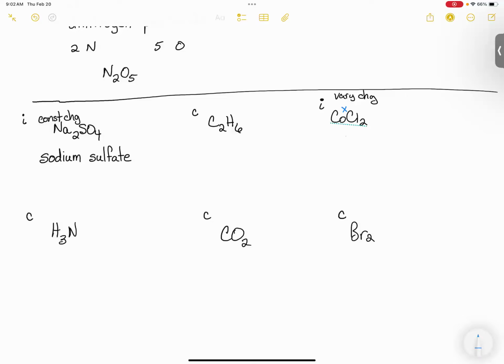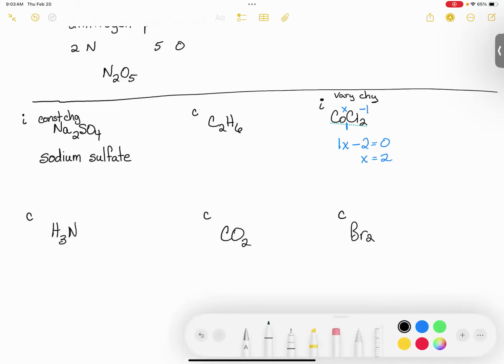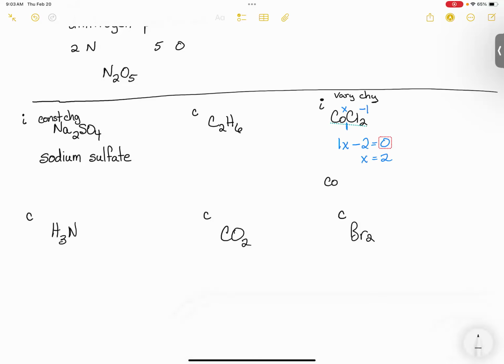We have 1 cobalt times X, and chloride is always a -1. So we have 2 times a -1, making it a -2. That's set equal to 0. X equals 2 is our answer. So the charge on the cobalt is 2. So this one is cobalt 2 chloride.